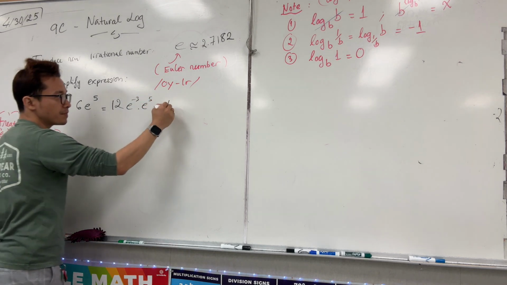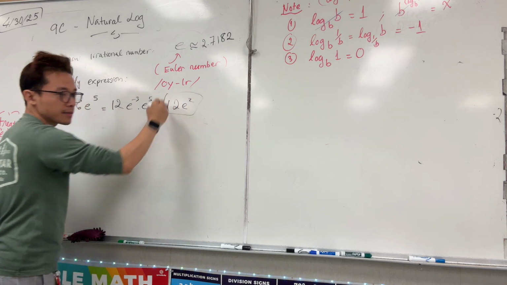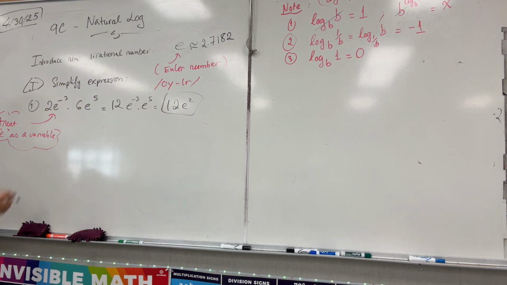E squared, yeah. That's it. Exponential property, right? Same thing as x to the power negative 3 times x to the power 5 is x squared. So same thing. That's why I'm saying here, you treat E as a variable, as an x.